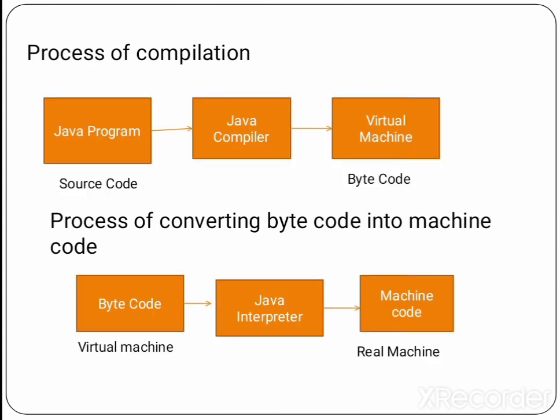Process of compilation. Java program, that is the source code, is compiled using the Java compiler. A virtual machine code is produced, that is bytecode. That bytecode is again converted into machine code by using Java interpreter.